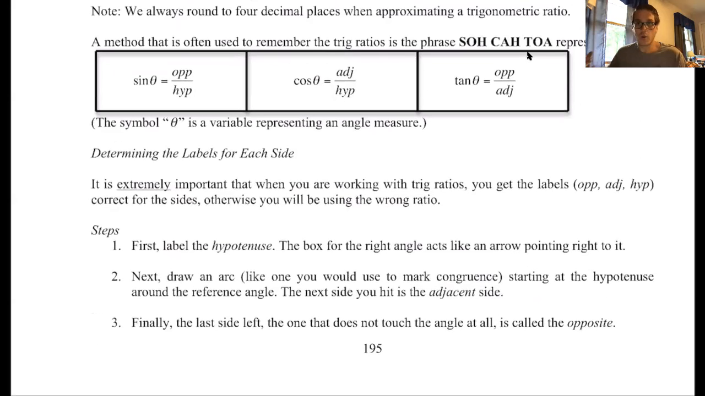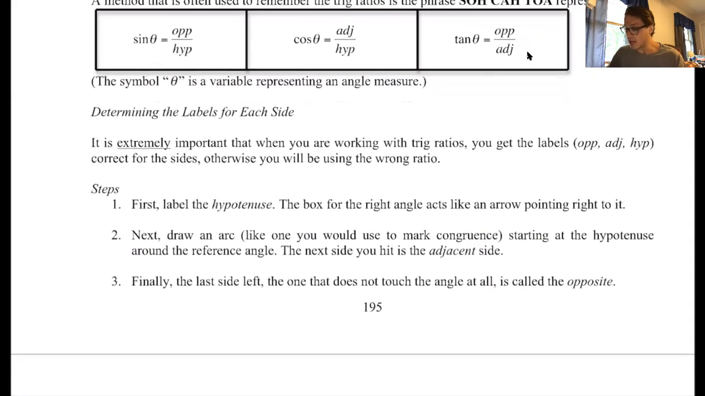Since we always think about these trig ratios as they are referenced to a right triangle, we need to be able to label the sides of the triangle properly. It's extremely important that we get the label of each side in the triangle correctly. Otherwise, we're not going to be using the right ratio, and our answers are going to be wrong.